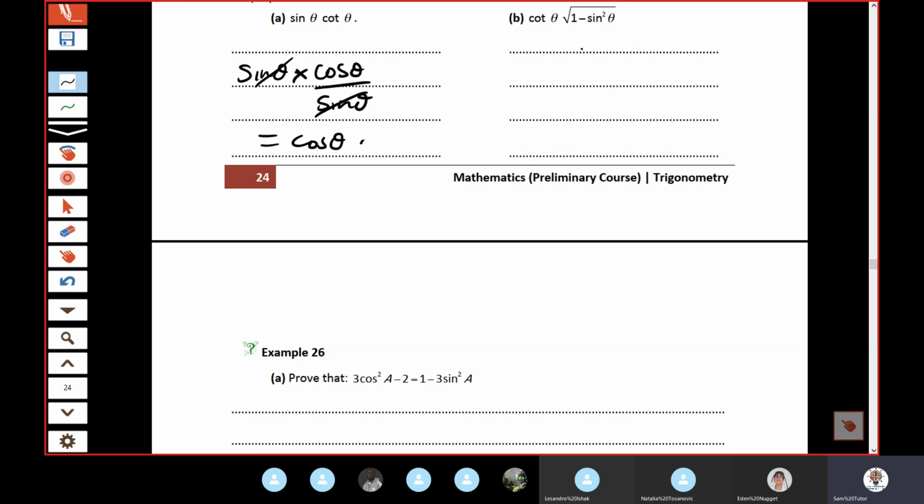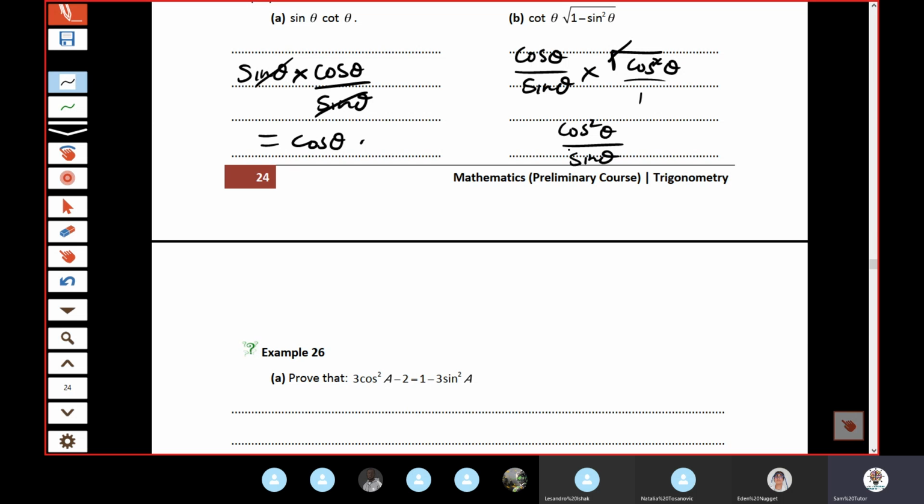All right, again, cot theta is cos theta on sine theta multiplied by, what's 1 minus sine squared? Cos squared, so that becomes the square root of cos squared theta. Cross out, cross out. And would you take that over 1? That's over 1, so cos times cos. Cos squared theta on sine theta. Done. That's it.